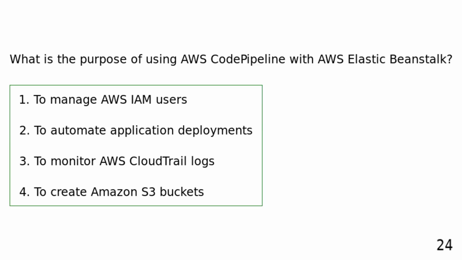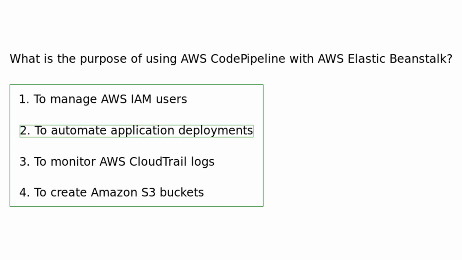What is the purpose of using AWS CodePipeline with AWS Elastic Beanstalk? To manage AWS IAM users. To automate application deployments. To monitor AWS CloudTrail logs. To create Amazon S3 buckets. AWS CodePipeline integrates with AWS Elastic Beanstalk to automate the deployment of applications managed by Elastic Beanstalk, ensuring consistent and reliable application updates.